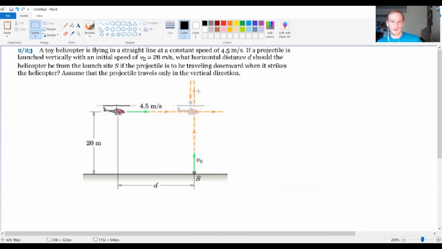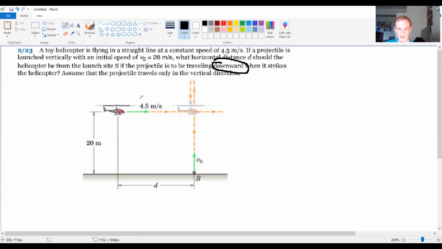All right. So we got a toy helicopter flying in a straight line at a constant speed of 4.5 meters per second. All right, so it's this guy. He's going over here. If a projectile is launched vertically, right here, with an initial speed of v0 equals 28 meters per second, what horizontal distance should the helicopter be from the launch site S if the projectile is to be traveling downward? That's important. Hold on a second. That is important. When it strikes the helicopter, assume that the projectile travels only in the vertical direction.